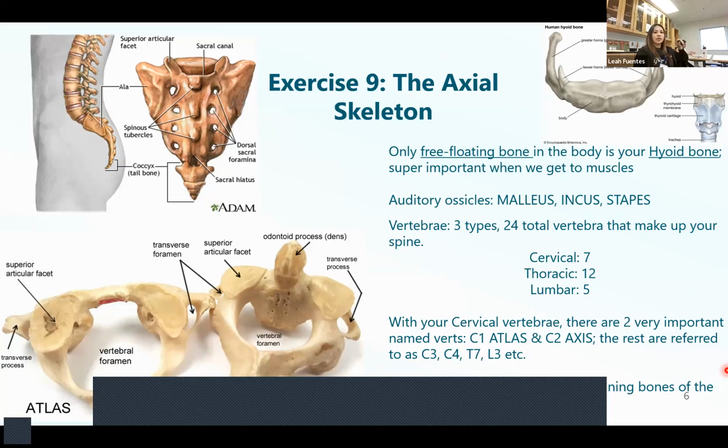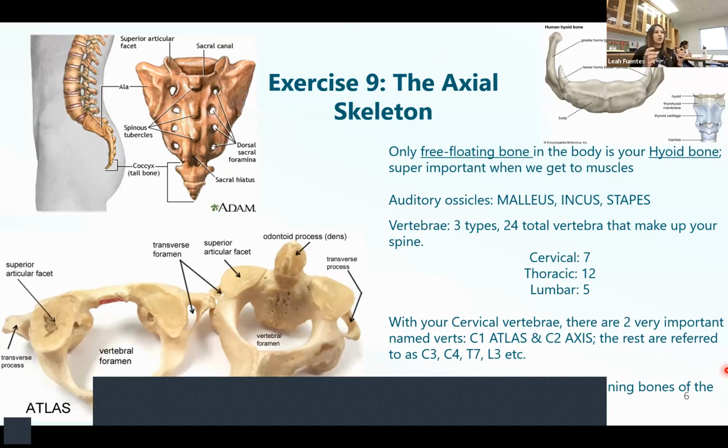So with the cervical vertebrae, or actually all of the vertebrae, you only need to know whether they're cervical, thoracic, or lumbar. You don't need to know C3, C4, T7, L3, but you do need to know C1 and C2 by name. So this is the atlas and then the axis. These are the only 2 vertebrae that have specific names because they're super important.